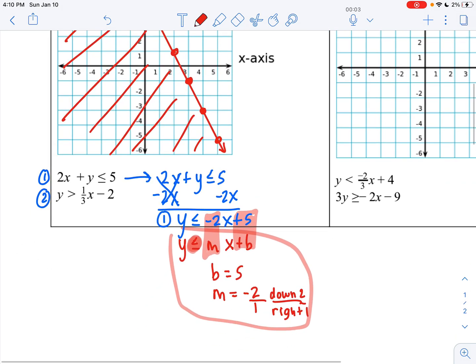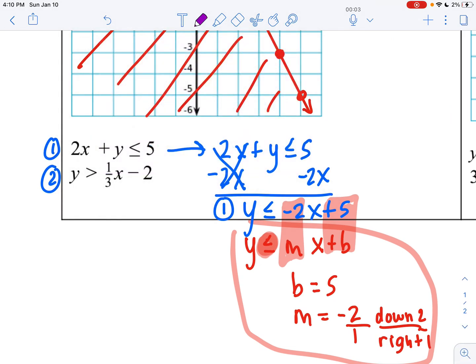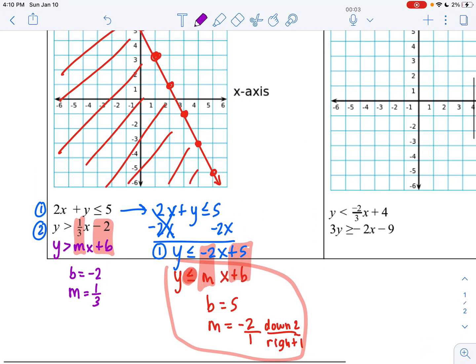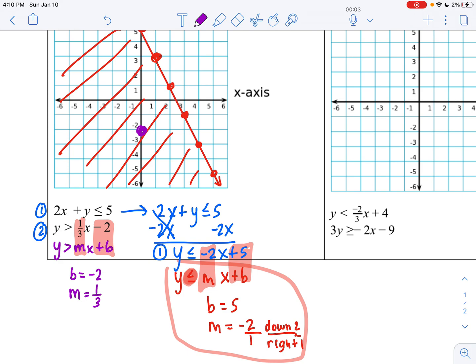And then we're going to graph this second equation here. I'll do it in purple. It's in mx plus b form. My b here is negative 2, and my m is 1/3. So I start at negative 2 on my y-axis, which is right here, and then I go up 1 to the right 3 and make a point. Now, you see how it intersects this line? I'm going to go up 1 to the right 3 again, and I'm also going to go down 1 to the left 3.